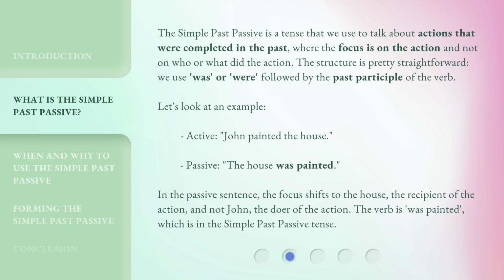Active: John painted the house. Passive: the house was painted. In the passive sentence, the focus shifts to the house, the recipient of the action, and not John, the doer of the action. The verb is was painted, which is in the simple past passive tense.